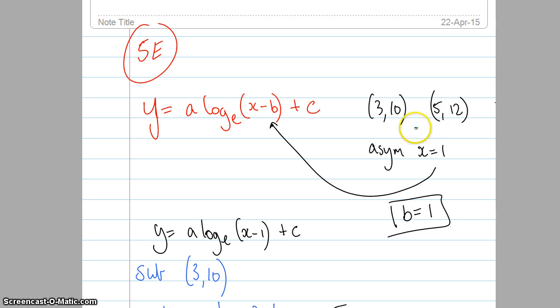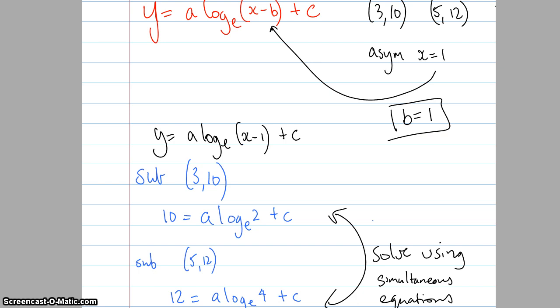The other thing that I'm now going to do is substitute these 2 points in and get two equations, and I'll have two unknowns, the a and the c, and I'll solve them simultaneously. It's a little bit tricky solving simultaneous equations with logs and exponentials, but it can be done, and I'll show you how that might work. So we substitute that in and you get 10 equals a log e 2 plus c, and you get 12 equals a log e 4 plus c.